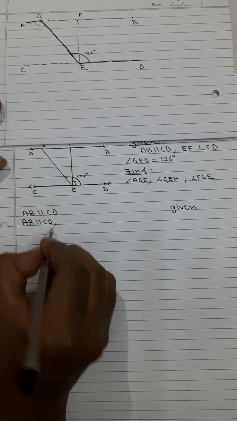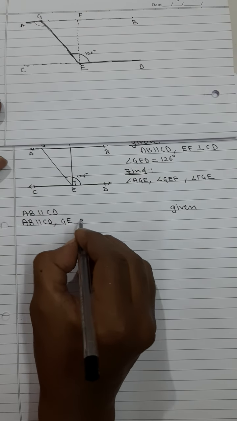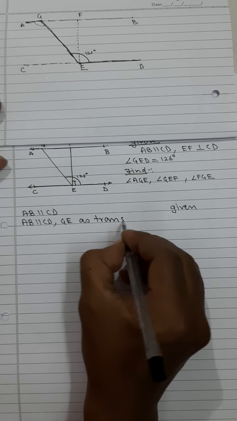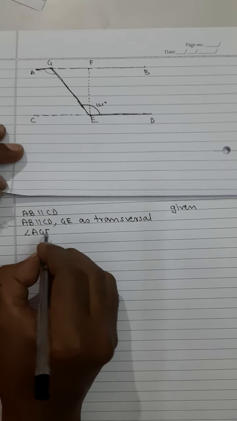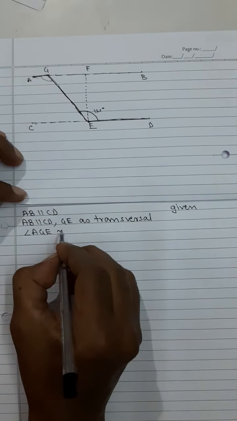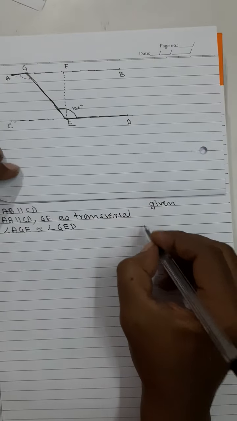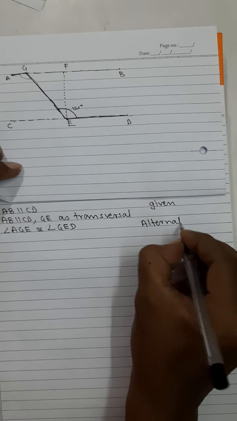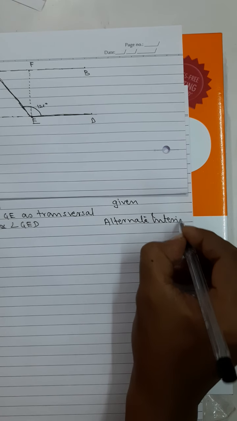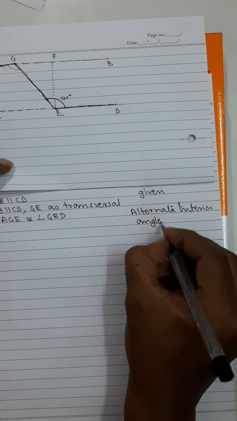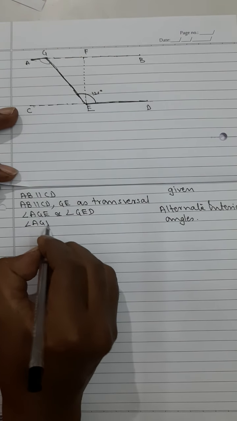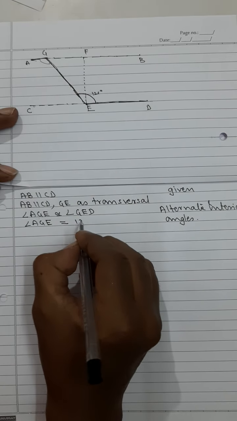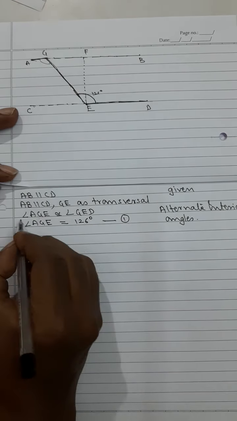AB parallel to CD, GE as transversal. When you are taking this combination, angle AGE is congruent to angle GED. Reason is alternate interior angles. Fine, this is the reason. And now angle AGE you have to find, and angle GED you know, it is equal to 126 degrees. Finished.